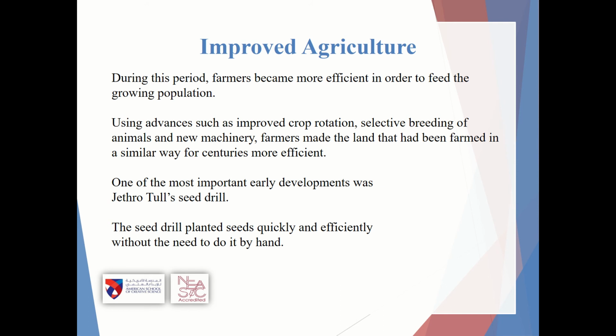The improved agriculture was the second factor. During this period, farmers became more efficient in order to feed the growing population, using advances such as improved crop rotation, selective breeding of animals, and new machinery. Farmers made the land that had been farmed in a similar way for centuries more efficient. One of the most important early developments was Jethro Tull's seed drill. The seed drill planted seeds quickly and efficiently without the need to do it by hand.